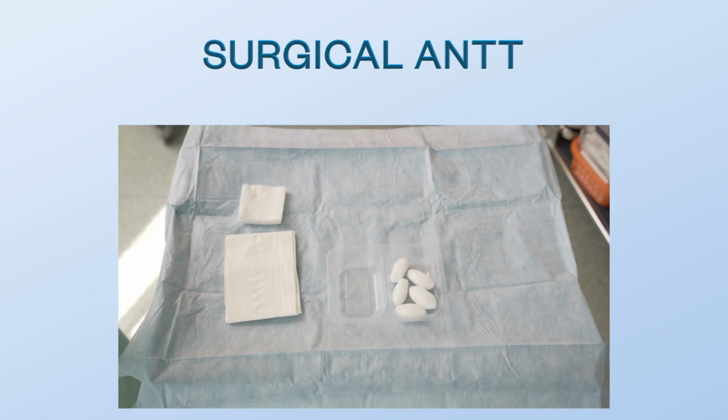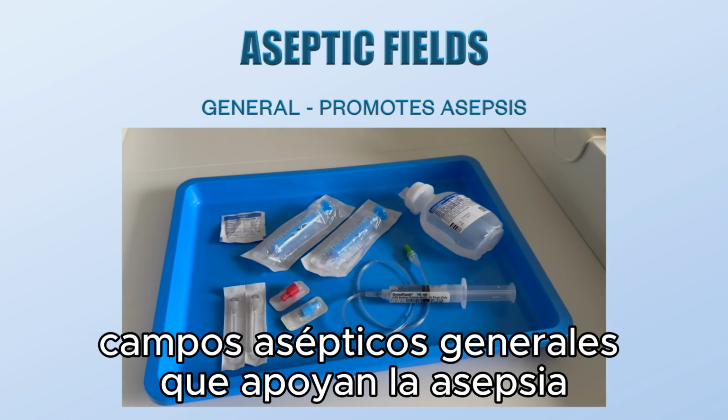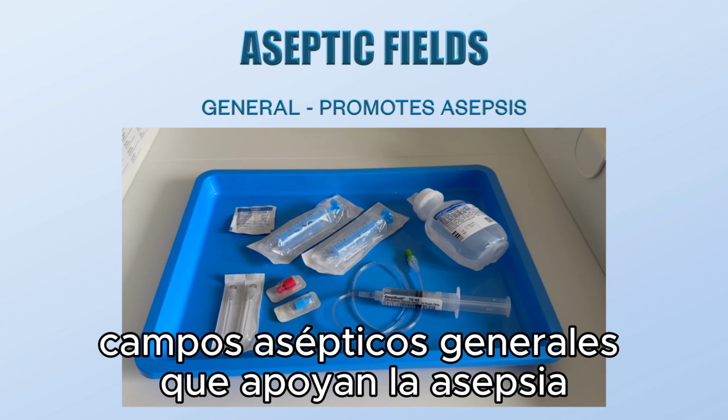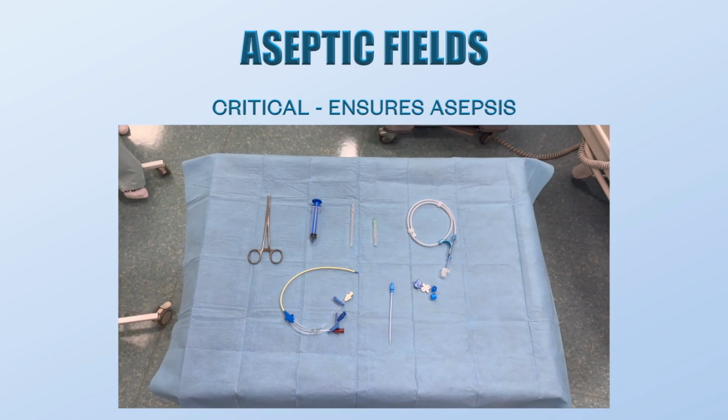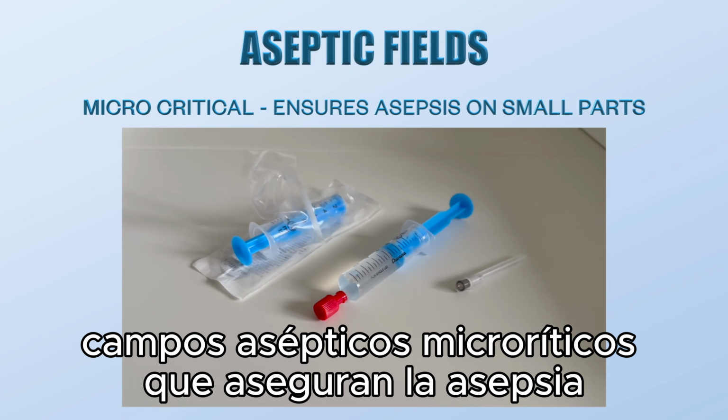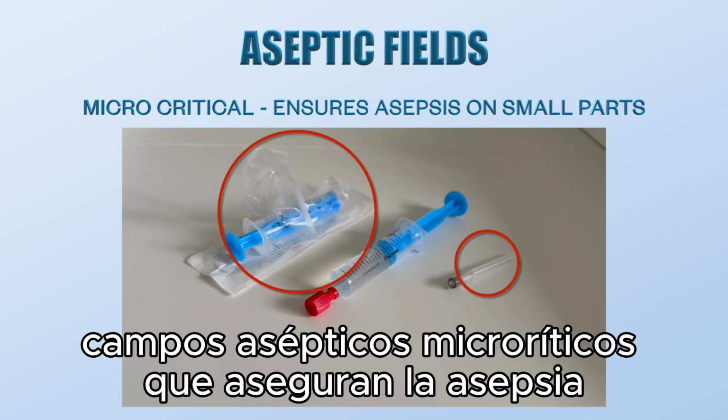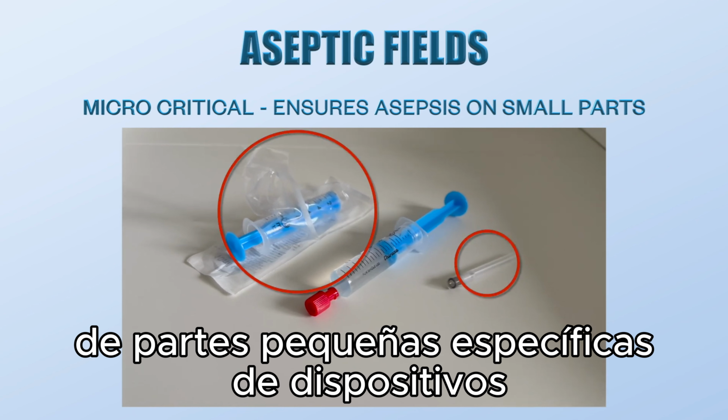ANTT uses three types of aseptic fields. General aseptic field supports asepsis. Critical aseptic field ensures asepsis. Microcritical aseptic field ensures asepsis on small specific parts of equipment.